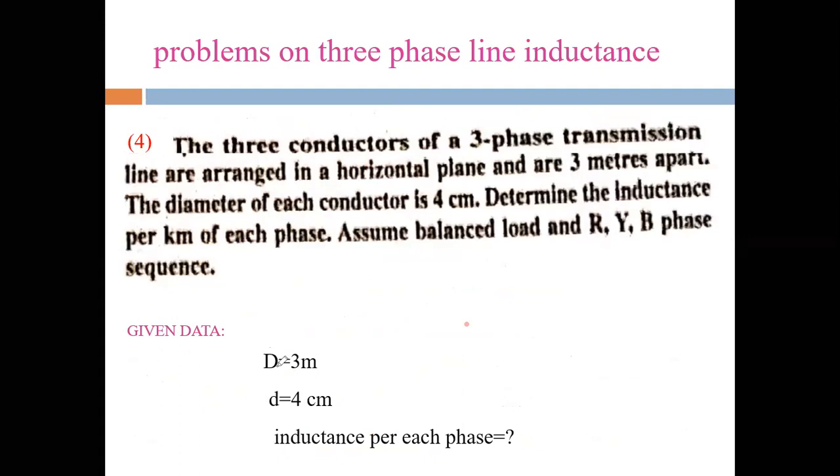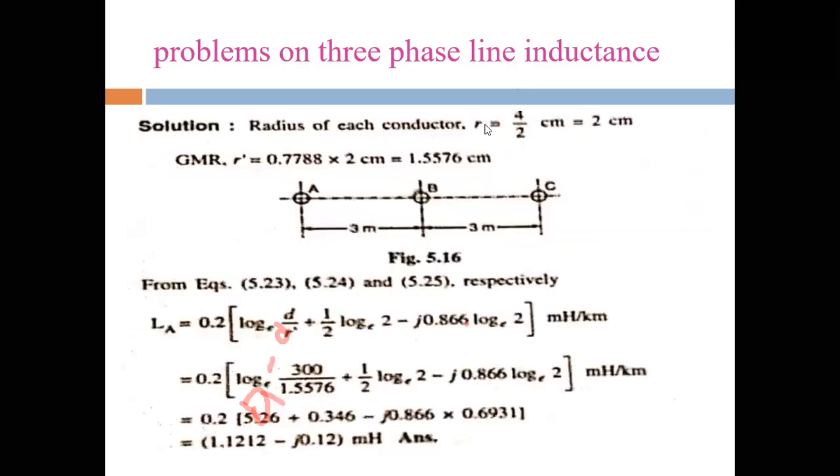This is the capital D. So this is the small d and this is the capital D. Okay, the diameter is 4 centimeters and the distance is 3 meters. Therefore R is equal to 4 by 2, that is equal to 2 centimeters.